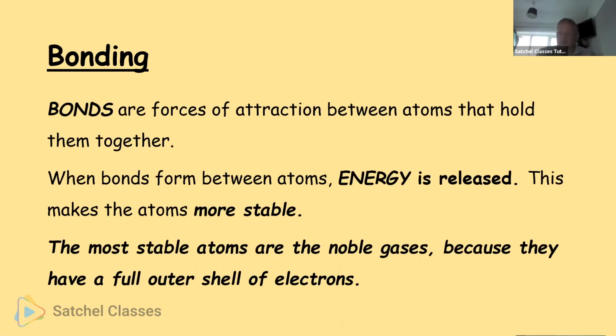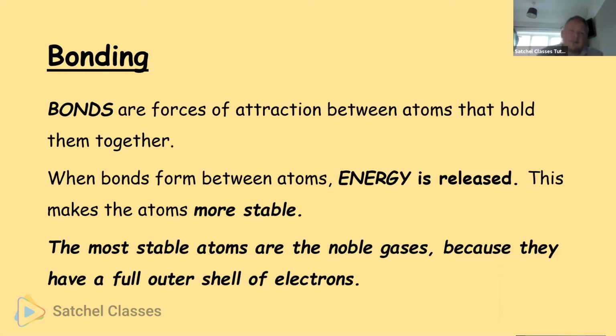The most stable atoms in the periodic table are the noble gases, those in group 0, because they already have a full outer shell of electrons. So they do not need to gain or lose electrons. They are happy as they are. Every other atom in the periodic table aspires to be like that. It wants a full shell, and to do that, it will transfer or gain electrons if it's metal and non-metal atoms.